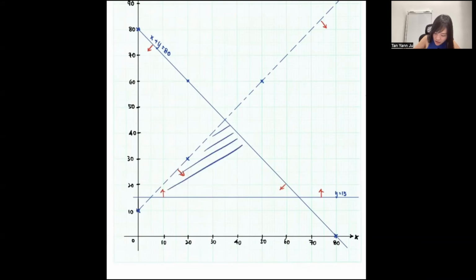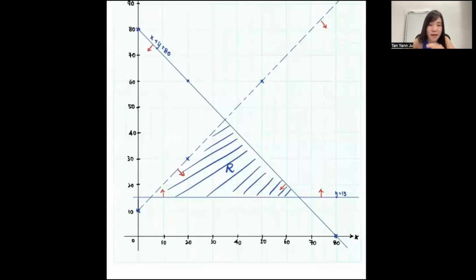This is your region R that can fulfill every single restriction that we just mentioned. You must be able to sketch it out correctly and label it R. If they ask you to label it R, then you will get the marks. So guys, shade it out correctly, 1 mark. Draw out all the lines correctly, 2 marks. I would say, you draw out everything, 1 mark.